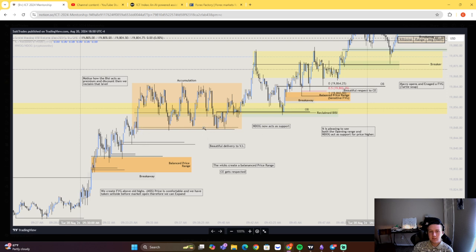There was that 15-second accumulation. Generated liquidity right there. I just like this orange color because it looks beautiful in my opinion. Notice how we have a breakaway gap that gets left within that balanced price range right there on the 5-second. We have a breakaway gap.